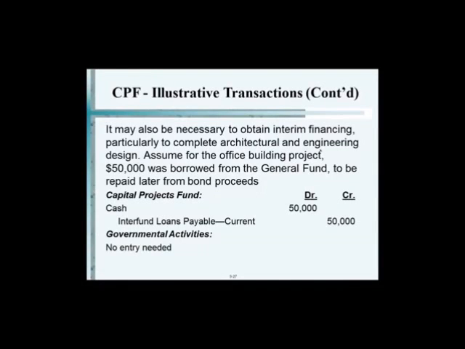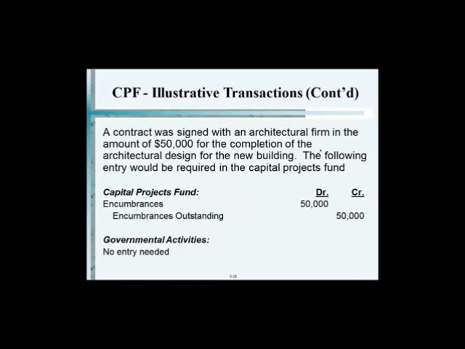Here's a contract that's signed. Usually what's one of the first steps that is taken when you purchase items or when you commit to items in the governmental funds? You set up what? Encumbrance. We talked about that last time. Always you set up an encumbrance, but under the full accrual basis, we don't recognize encumbrances at all. Again, this is from the last time.